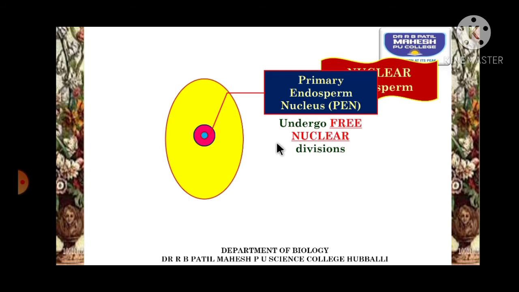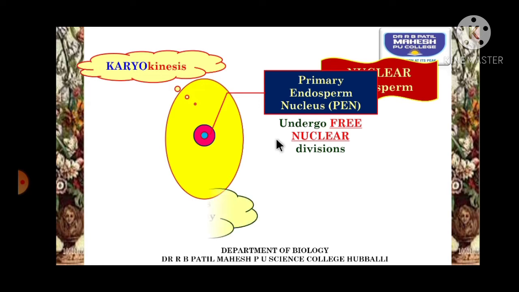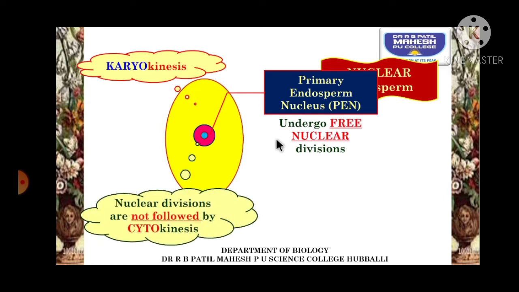Now this primary endosperm nucleus undergoes free nuclear division. That means the nucleus of the primary endosperm nucleus will divide. The division of the nucleus is called karyokinesis. Karyo means a nucleus, kinesis means a division. So the nucleus will divide, but the new nuclei which are produced by the division will not get covered by what? Cell wall. So there is karyokinesis which is not followed by cytokinesis.